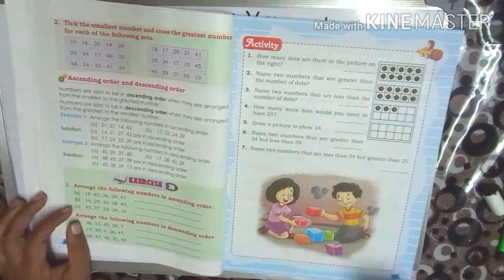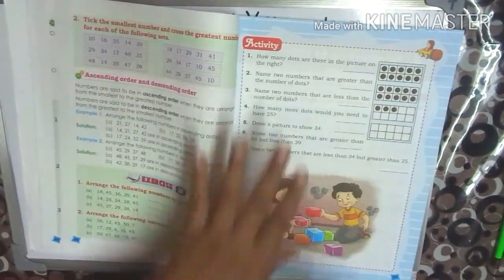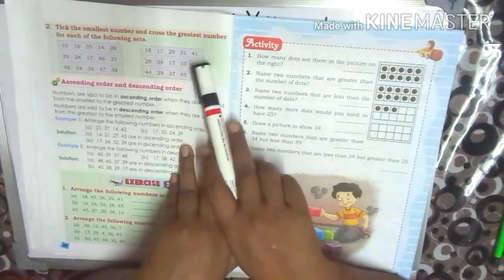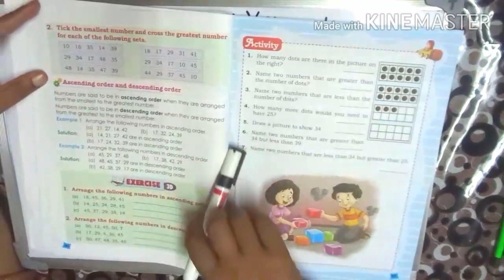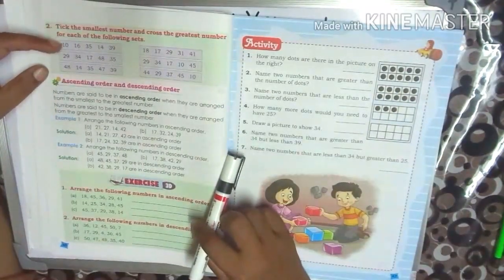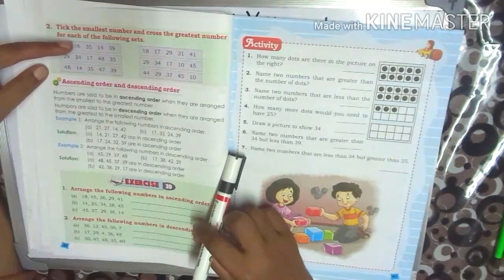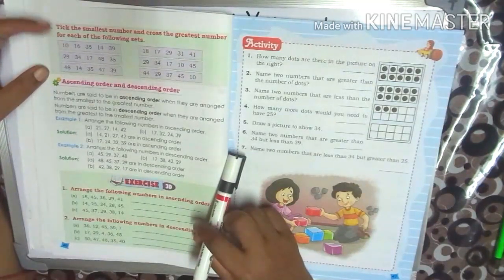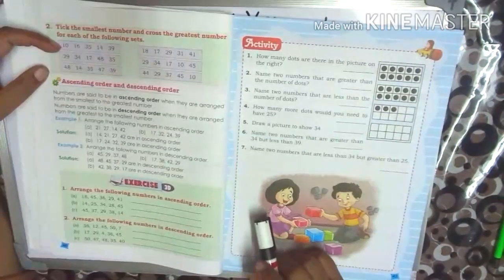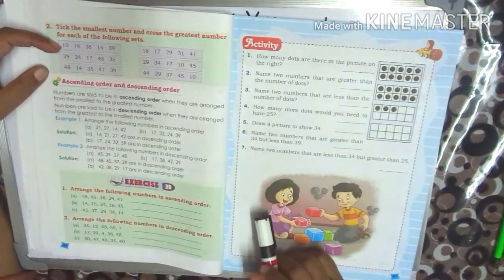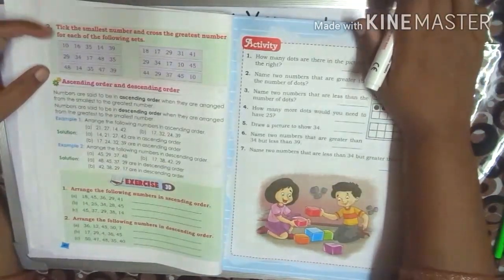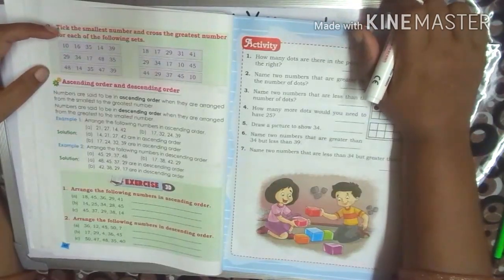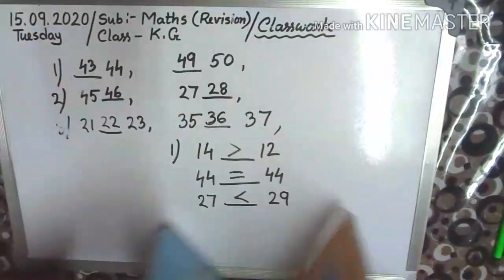Page 45. Practice. Next, see, tick the smallest number and cross the greatest number for each of the following sets. So see, smallest number, tick first 10, 16, 35, 14, 39. So you see first number. So you find the smallest number. So you see 10 is smallest number. For each, tick the smallest number and cross the greatest number.